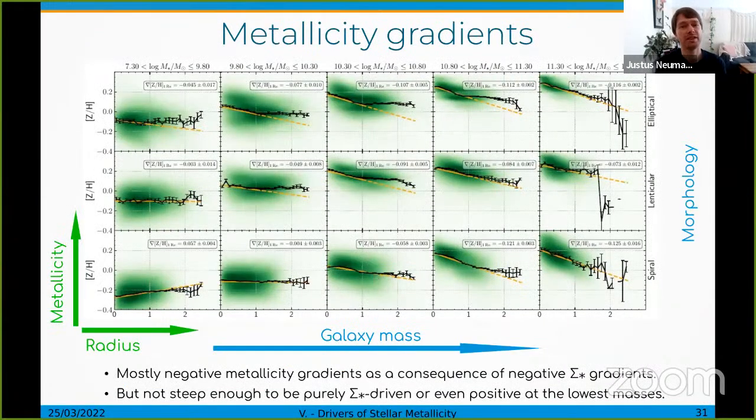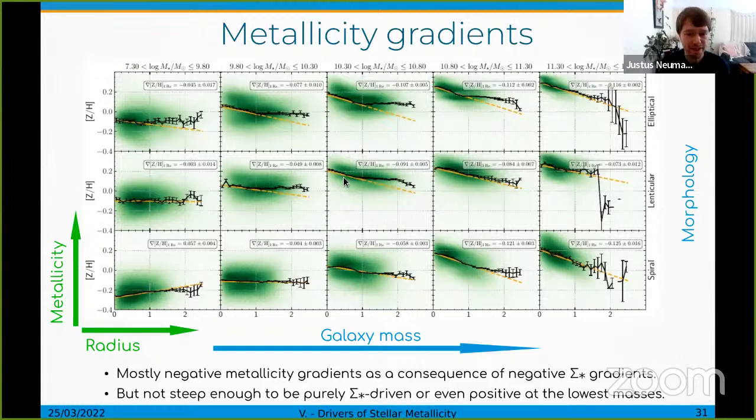Now we have plotted the metallicity against the surface mass density. Now we can also look at the radial distance. So this shows metallicity against radius, and again in the same grid of different types of galaxies: different masses from left to right and different morphologies from bottom to top.